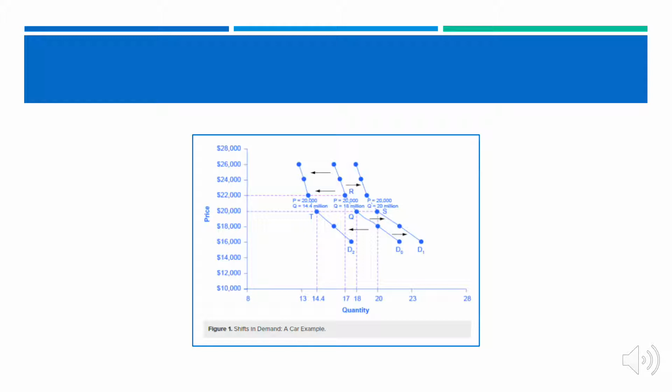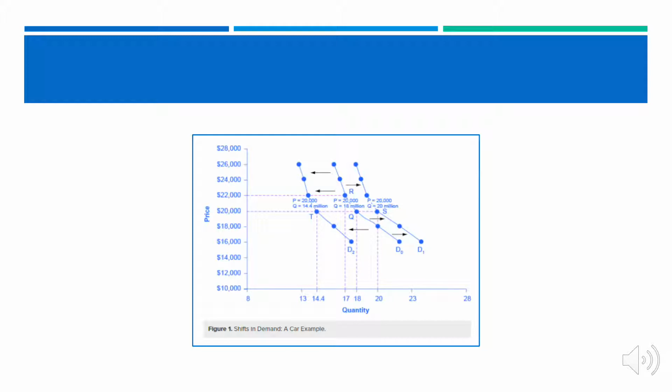For example, if the price of a car rose to $22,000, the quantity demanded would decrease to 17 million at point R. The original demand curve D0, like every demand curve, is based on the ceteris paribus assumption that no other economically relevant factors change. Now imagine that the economy expands in a way that raises the incomes of many people, making cars more affordable. How will this affect demand? How can we show this graphically?